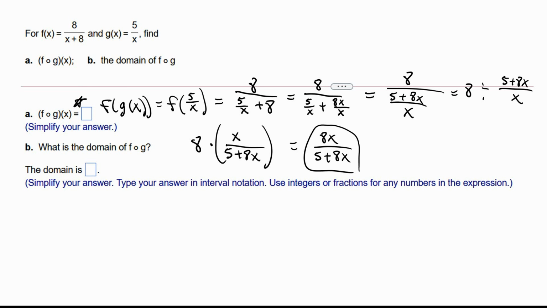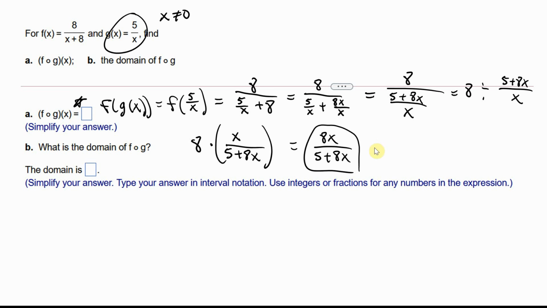Then it says find the domain of f composed with g. We said that the domain of f composed with g is based on two domains. It's based on the domain of what I get from simplifying f composed with g, and then also with the restriction of g itself. So here I have two restrictions. Now for the domain for g, x cannot equal 0. Do you see that? The function g is 5 over x. That means that I cannot divide by 0, so x cannot equal 0.